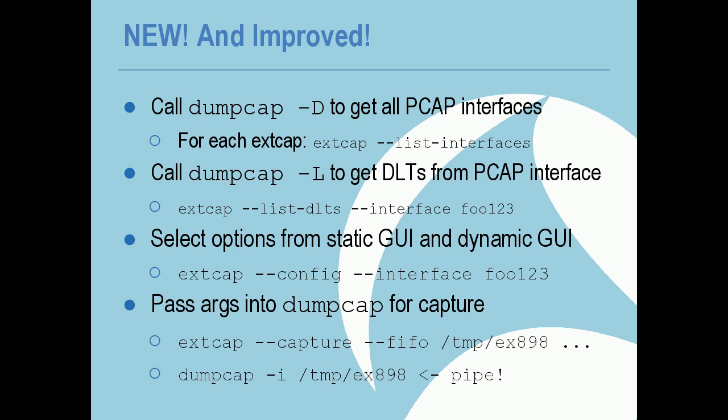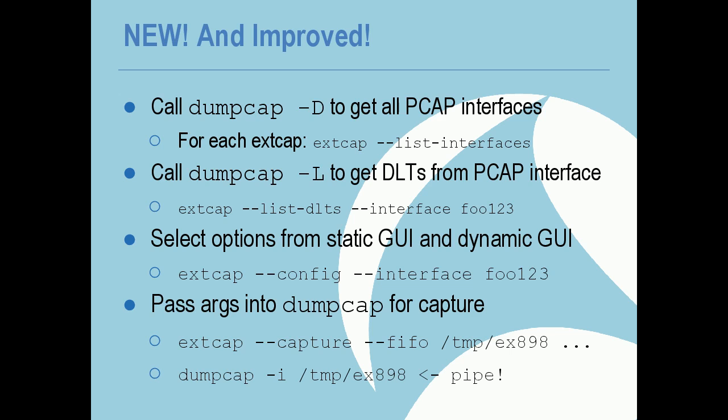When we open up the capture options dialog, we still call Dumpcap -L to get the DLTs from the PCAPs, but we also iterate over all the Extcaps and list the DLTs for each interface that they gave us. The static GUI remains, but we call Extcap with --config. That generates the grammar. Wireshark internally parses that grammar and builds a GUI based on those options. You select your checkboxes, all that stuff.